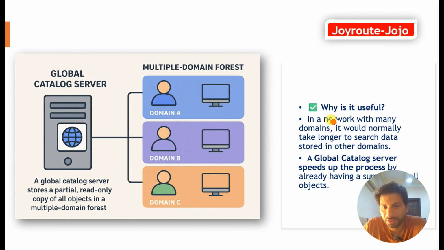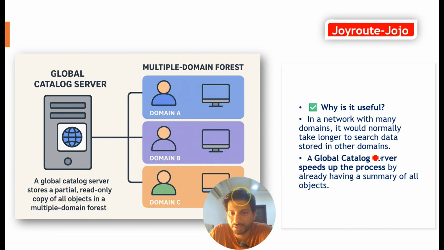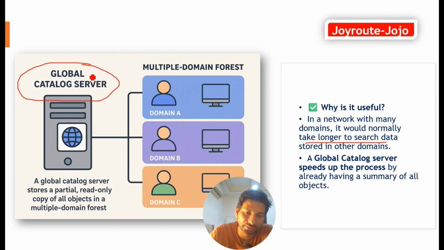Why is it useful? In a network with many domains, it normally takes longer to search for data stored in another domain. The global catalog keeps a partial copy and stores information about the other domains, so you can easily search it. A global catalog server speeds up the process by already having a summary of all objects, and it completely speeds up the process.